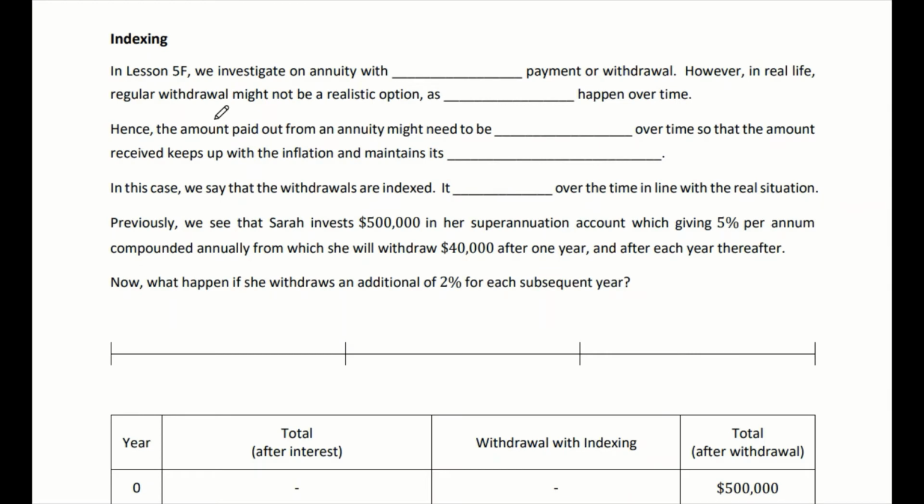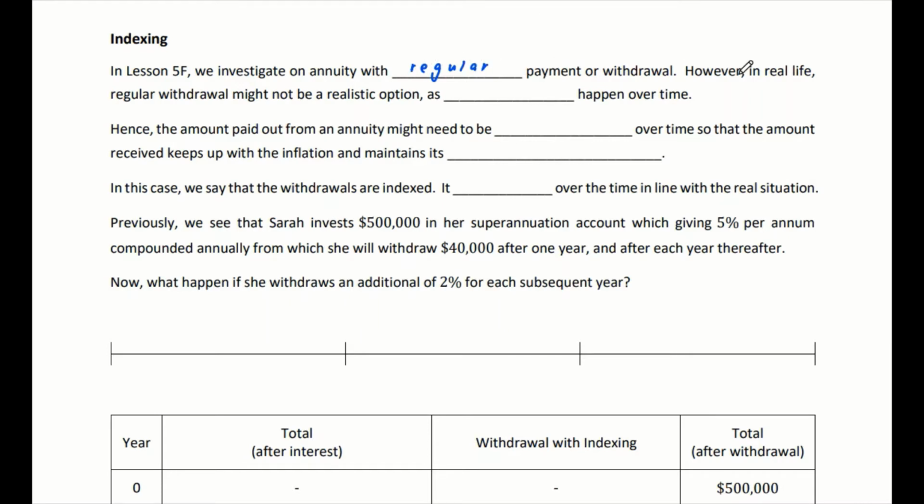In lesson 5F, we investigated annuity with regular payment or withdrawal. If you can recall the recurrence relation in annuity, after 1 year, throughout the period of 1 year you will have your interest generated. Then at the end of the year, you withdraw some amount of money, and then the same pattern goes on. So the payments that we are looking at are regular ones.